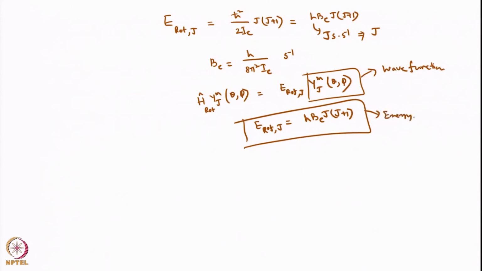So, we can now look at transitions. Okay, now these are quantum numbers. So, you will have rotational states that are j equal to 0, j equal to 1, j equal to 2, etc. Okay, and we can look at the transitions between these in the next lecture. I am going to stop it here. Thank you.